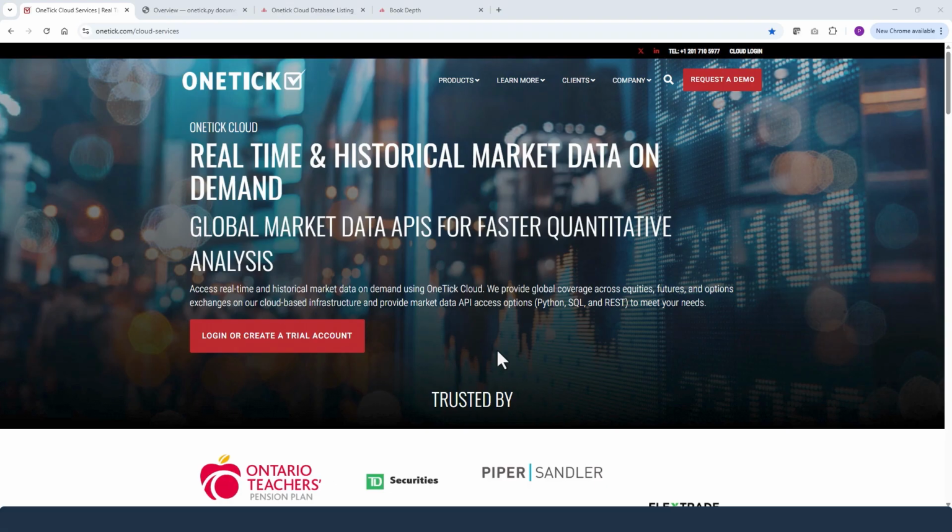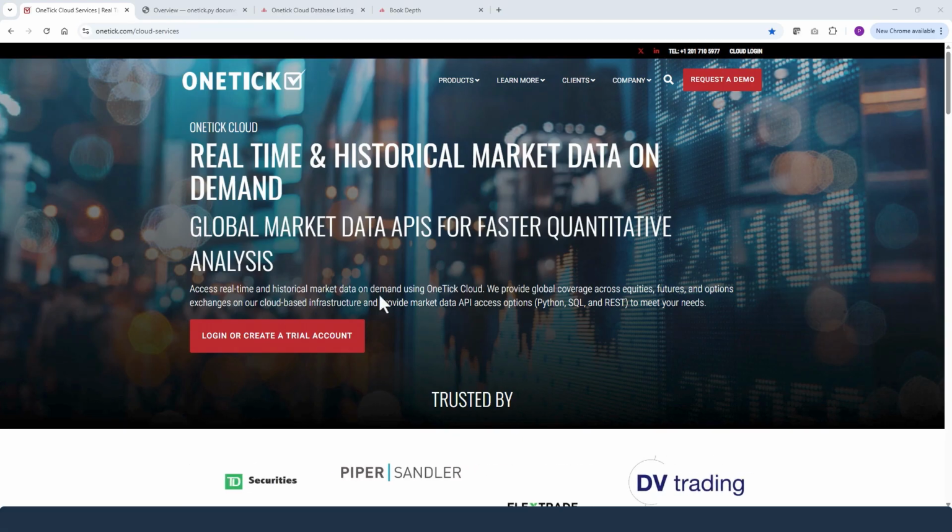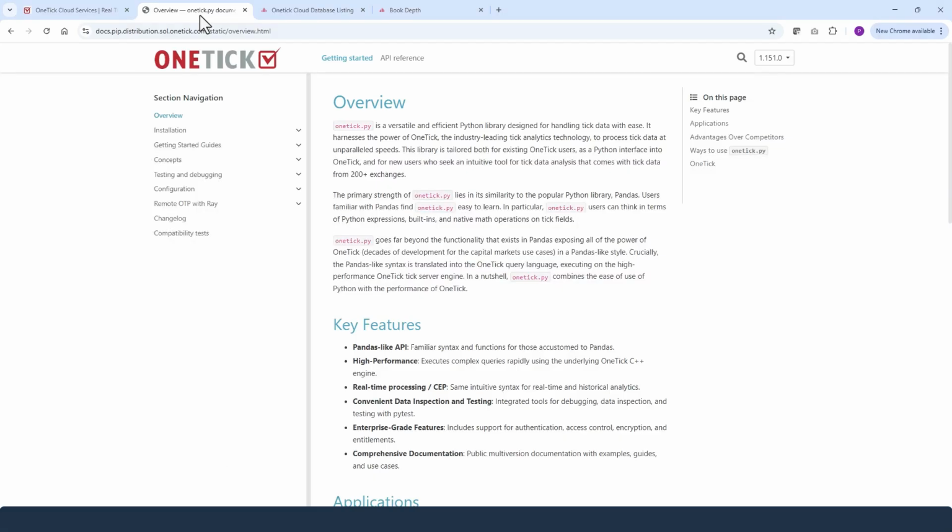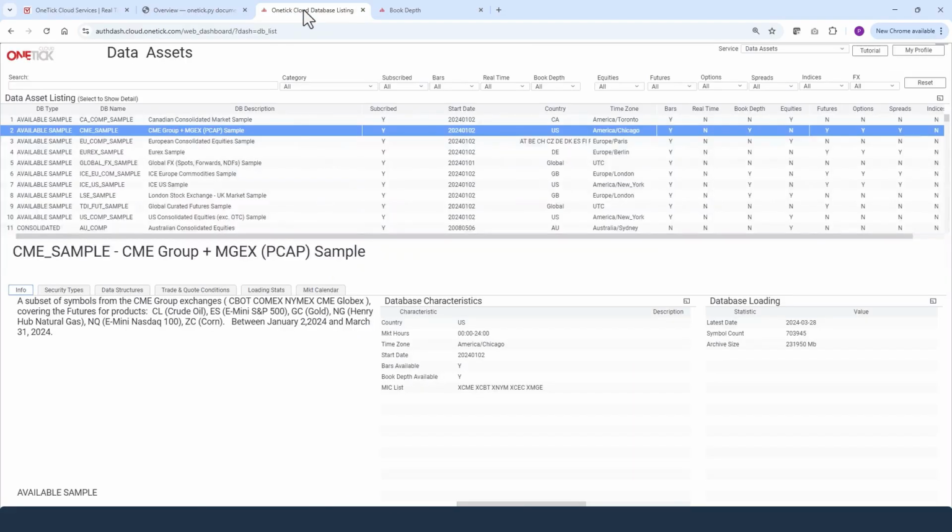Today I'm going to be using OneTick Cloud as my on-demand market data source and analytics platform. And I'll be using OneTick's Python Pandas style API to calculate and retrieve results. In the workshop, I'll use data from the CME sample database, which covers futures in a few routes for the first 3 months of 2024.